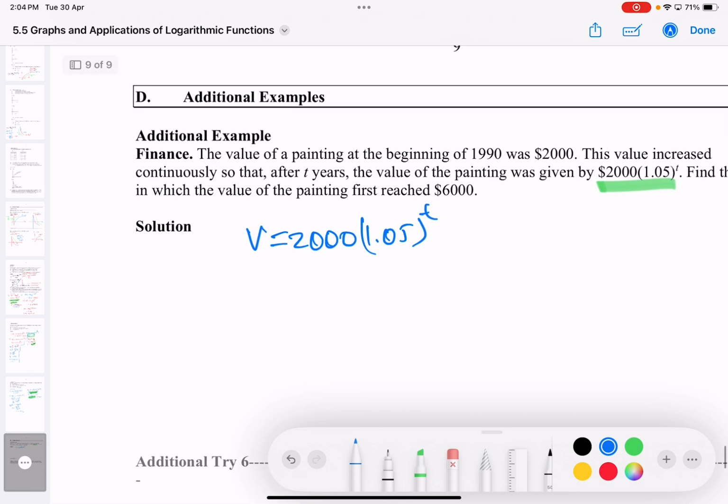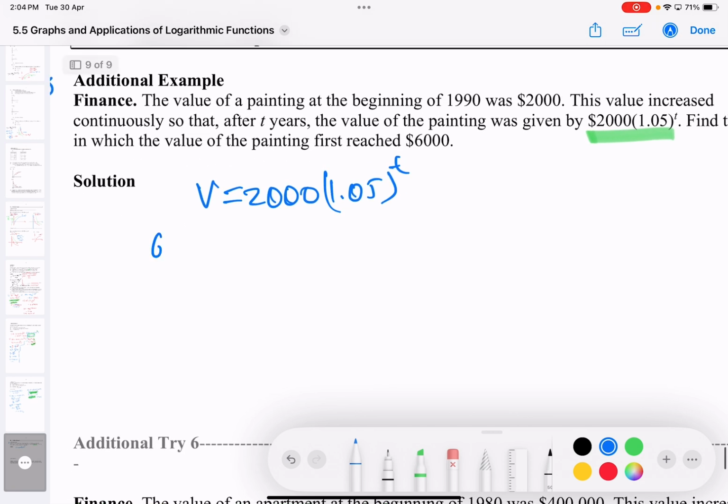This one, please put a star beside it. Why put the star? I don't know. Yeah, I don't know.